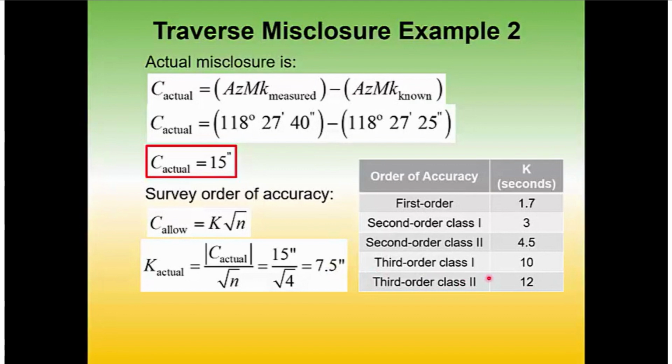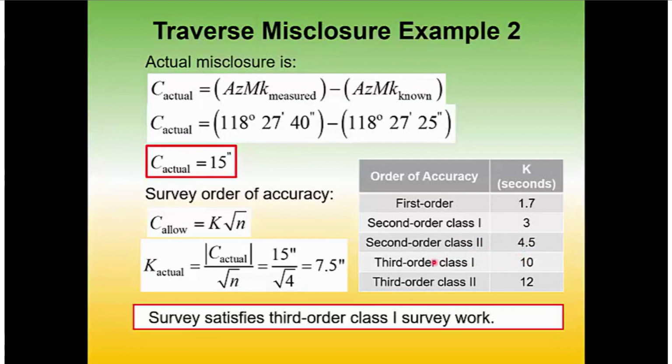Taking this actual K value and comparing it to the allowable K values, we can see that we definitely satisfy third order class 2. We definitely satisfy third order class 1. We do not satisfy second order class 2. So we are going to claim that our survey satisfies third order class 1 survey work.